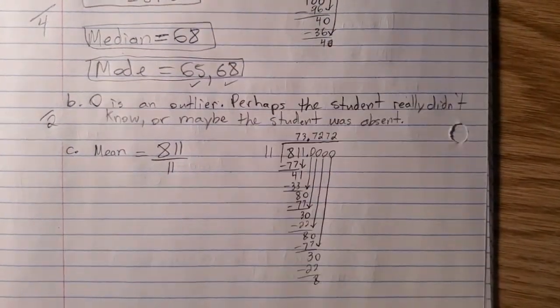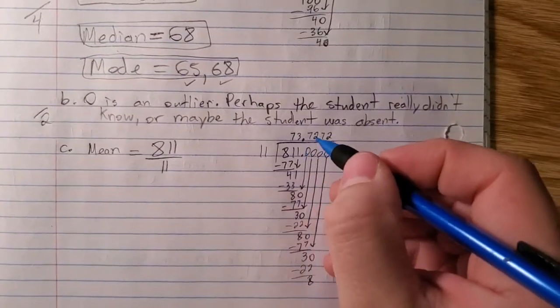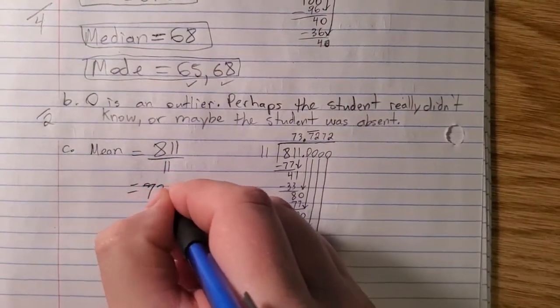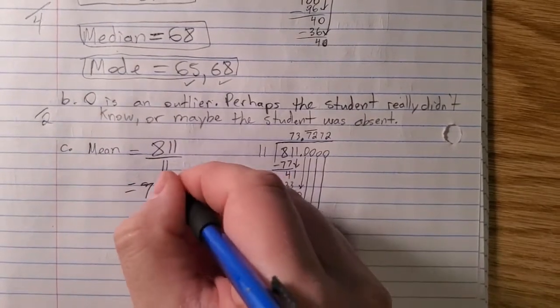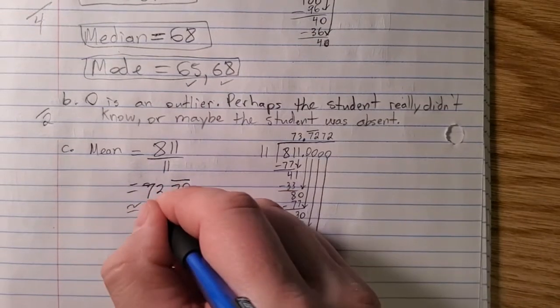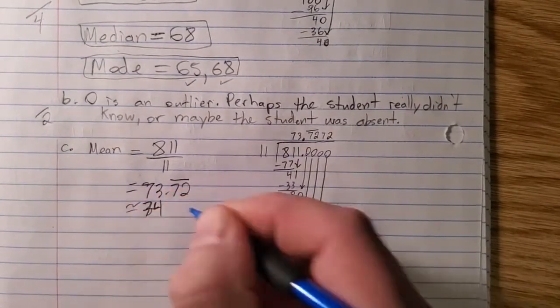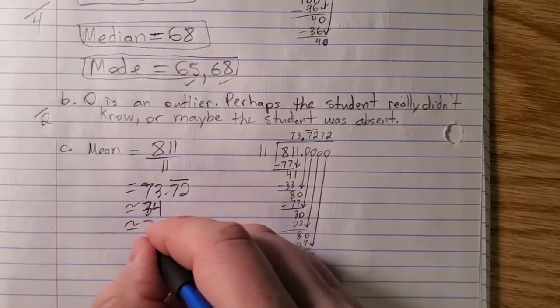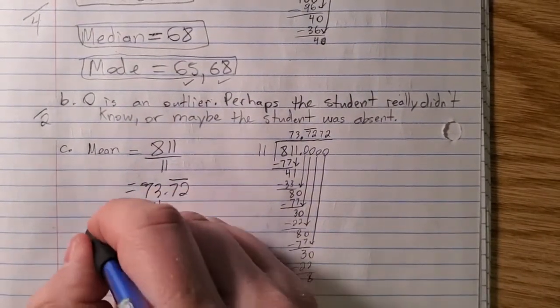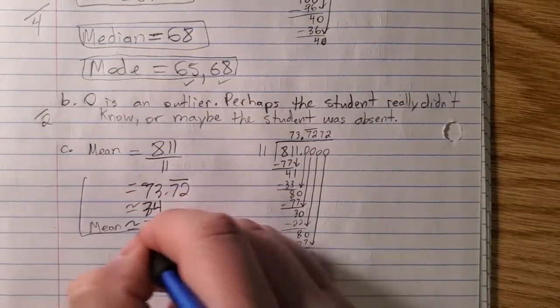So let's do the long division. And we end up getting 73.72 repeated. Or we could write even 74, or it could be 73.7. Any of those I'd accept for our mean on this question.